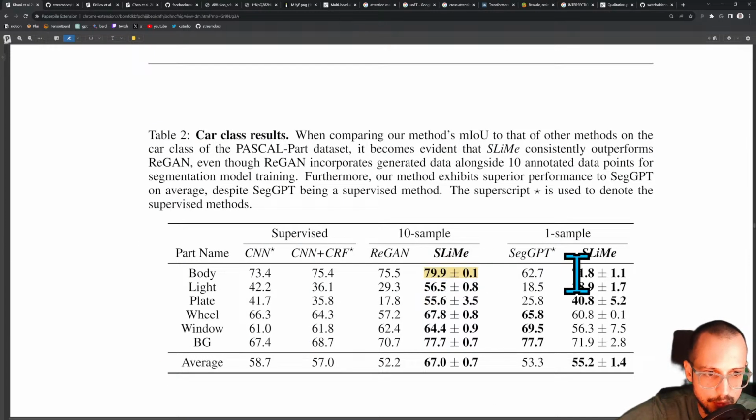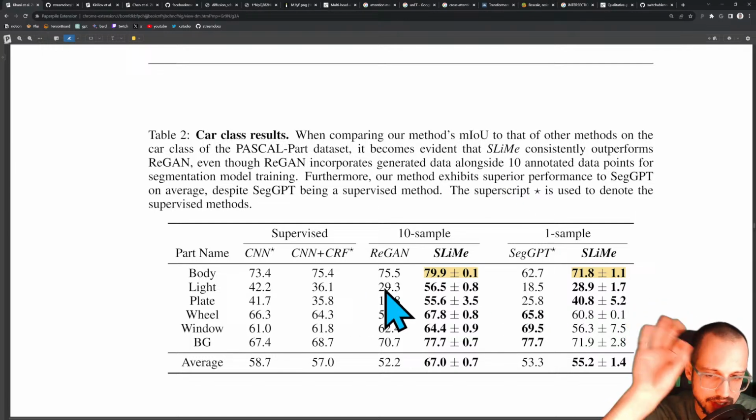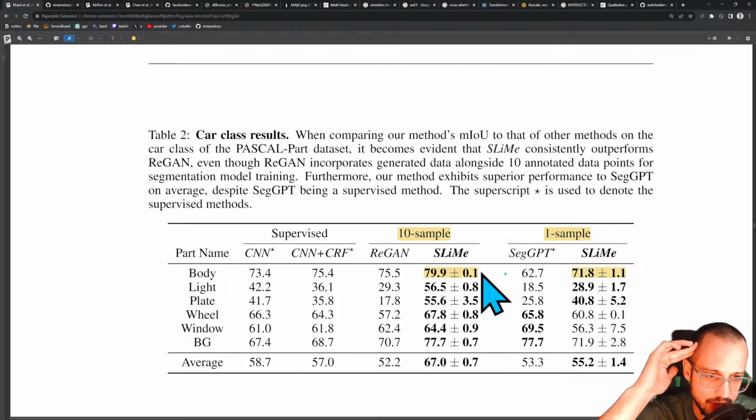Ooh, okay, this is a little bit more similar, right? Maybe not. So you can see how the difference between 1 sample and 10 sample is object specific, task specific, and part specific, right? So the body of the car, SLiME can pretty much immediately recognize that with 1 sample. You only need 1 sample to show SLiME that it's the body of a car, and it pretty much gets it. But the light of the car, the little headlight, is a much more difficult concept to pass on to SLiME.